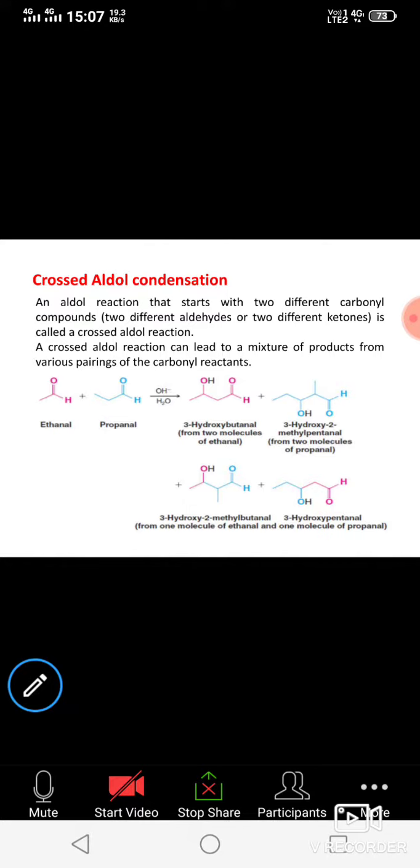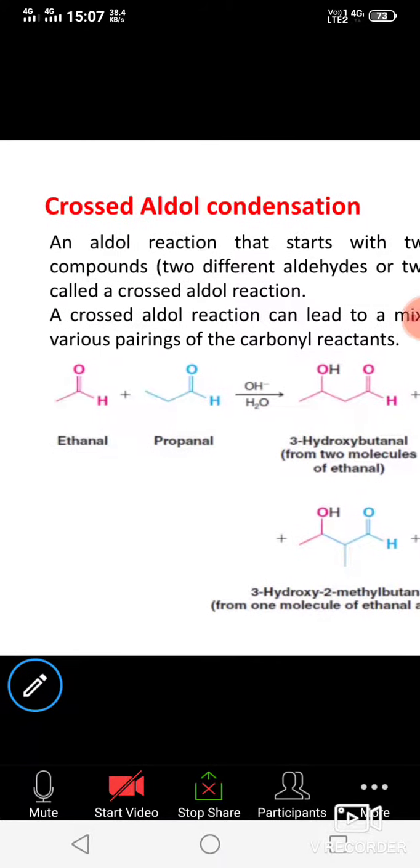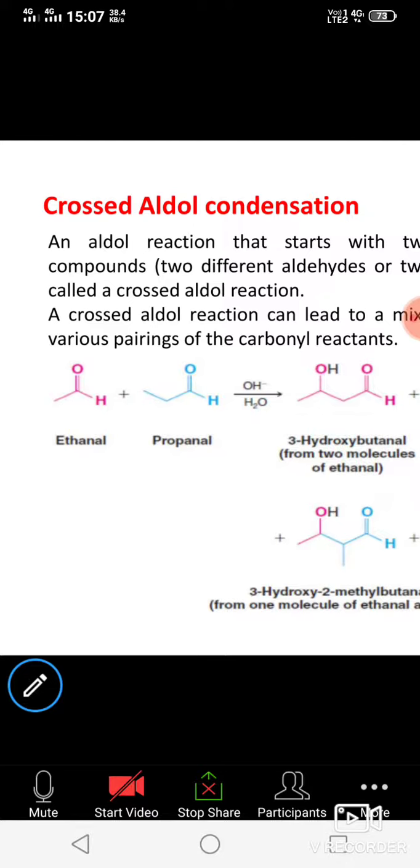But in a cross aldol condensation reaction, you will get a mixture of products from the various pairings of the carbonyl reactants. Here I have given the example. Now you have two different aldehydes: you have ethanal and you have propanal. These are two aldehydes, but they are two different aldehydes.